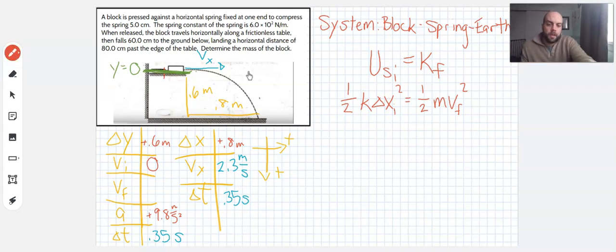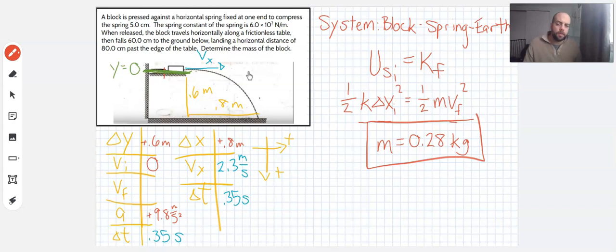Then I can say, okay, I know the spring constant, I know delta x, I know the speed of this block, I can solve for the mass. I'll do that real quick in my calculator. So that's 0.5 times 600 newtons per meter times 0.05 squared times 2 to get rid of that 1/2, divided by 2.3 squared, and a mass of 0.28 kilograms.